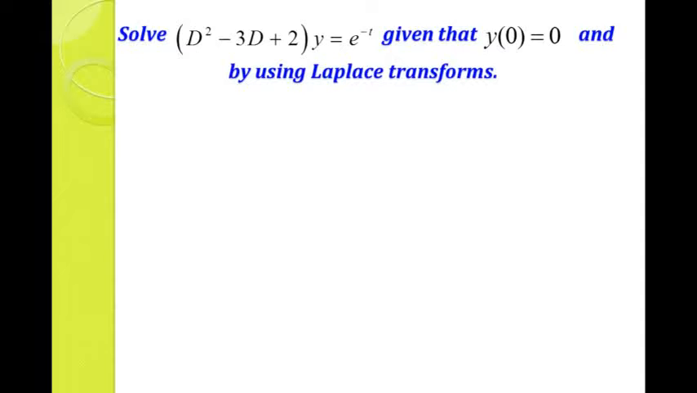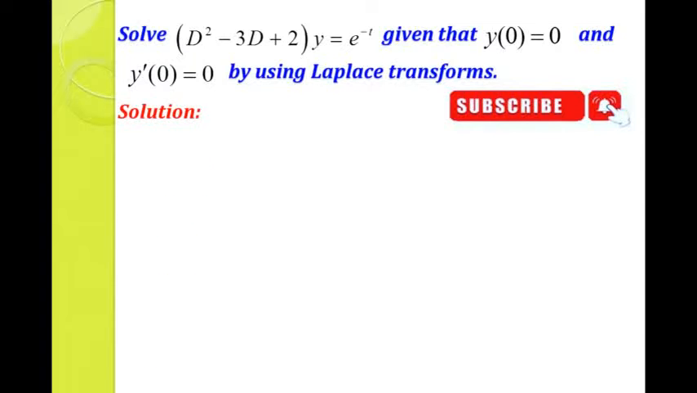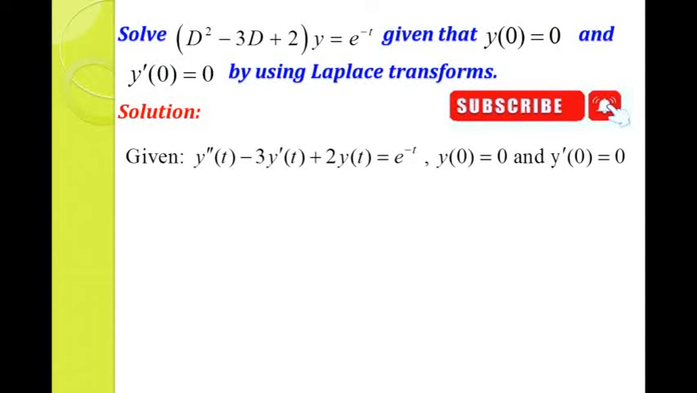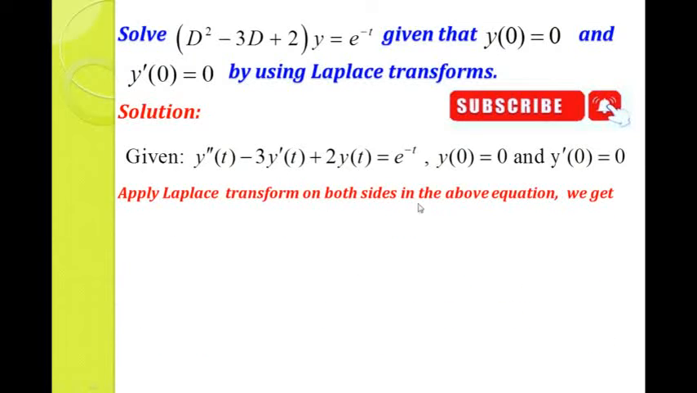So now using Laplace transform we are going to solve a second order non-homogeneous differential equation along with the two initial conditions. One is y of 0 equal to 0, another one is y dash of 0 equal to 0. One second order non-homogeneous differential equation is given. Okay, so now we apply Laplace transform on both sides in this equation.